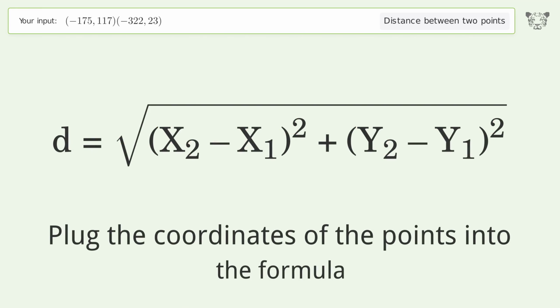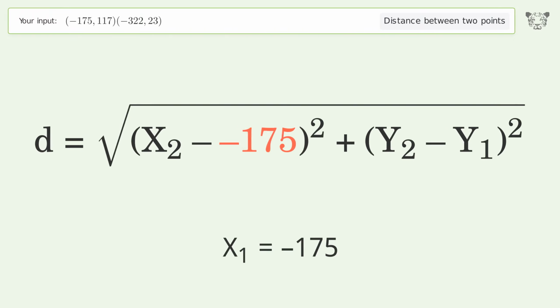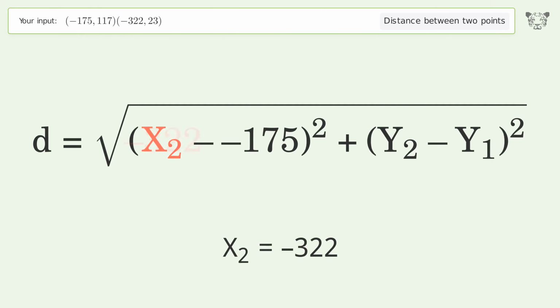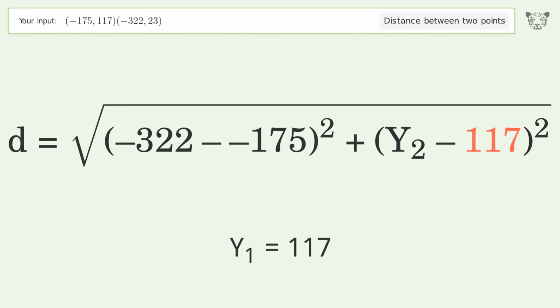Plug the coordinates of the points into the formula. x1 equals negative 175. x2 equals negative 322. y1 equals 117. y2 equals 23.